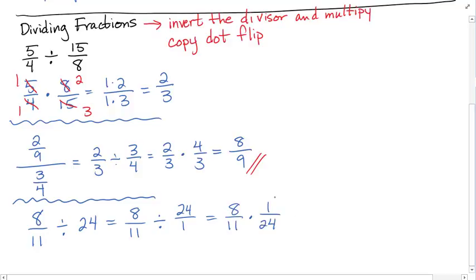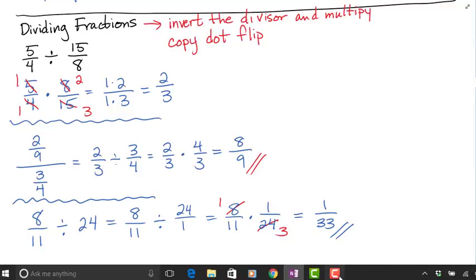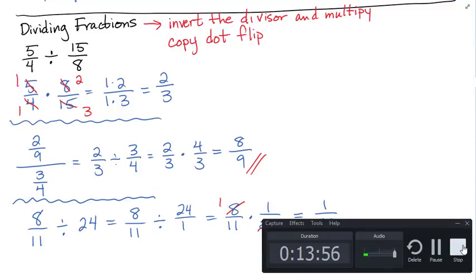Copy dot flip. Cross cancel. Look, those two share a common factor of 8. 8 goes in there once. 8 goes in there 3 times. These don't share a common factor, so we have to leave them as is. And so we multiply across. 1 times 1 on top. 11 times 3 on the bottom, and there is our final answer. Okay, and so if it's not a fraction, you can write it as a fraction by putting it over 1. And so that's how we work with fractions, with multiplication and division.